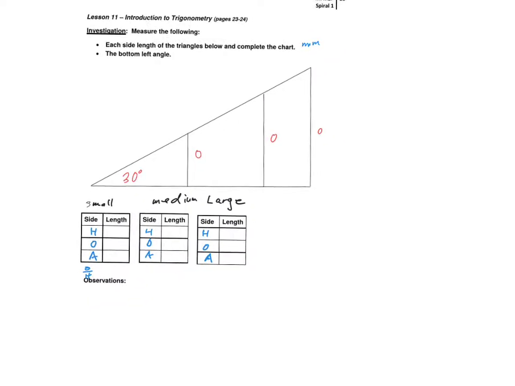Okay. Now, for your observations, I need you to calculate side O over H here. The same for this one. Calculate O over H, and calculate O over H. So remember, I want you to fill in all of the lengths in millimeters for all the different triangles, for the small, the medium, and the large triangle.